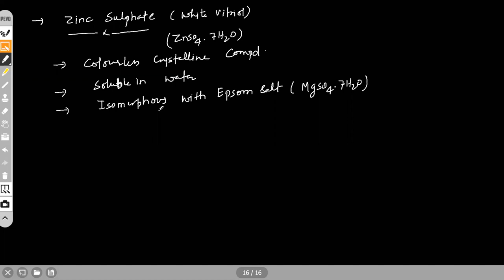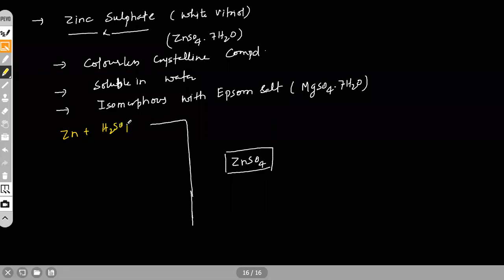Yes. So you see the preparation method and reactions of ZnSO4. The first one, what we can do? Zn plus H2SO4 gives you ZnSO4 plus H2. All these are similar reactions. Here we have ZnO plus H2SO4. Again, H2O goes out and it forms ZnSO4.